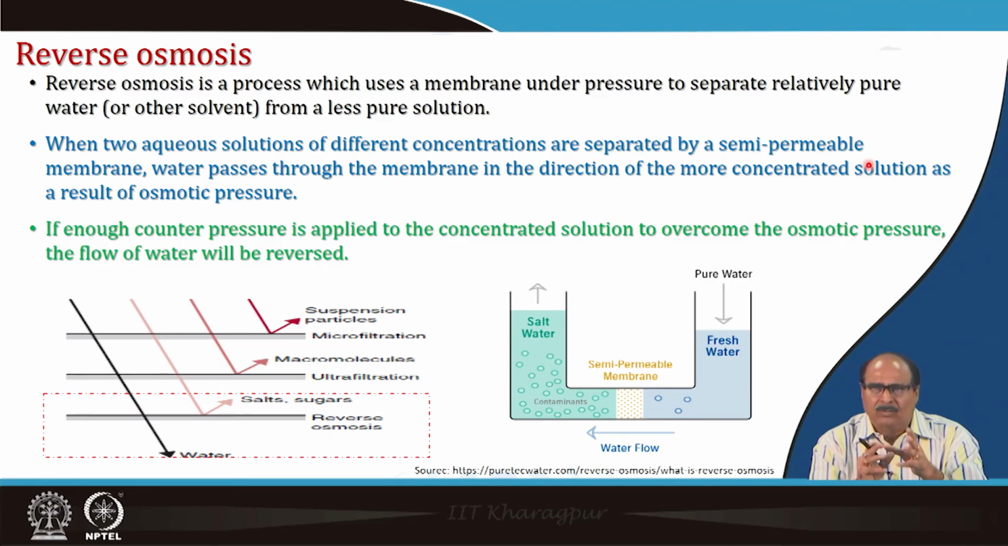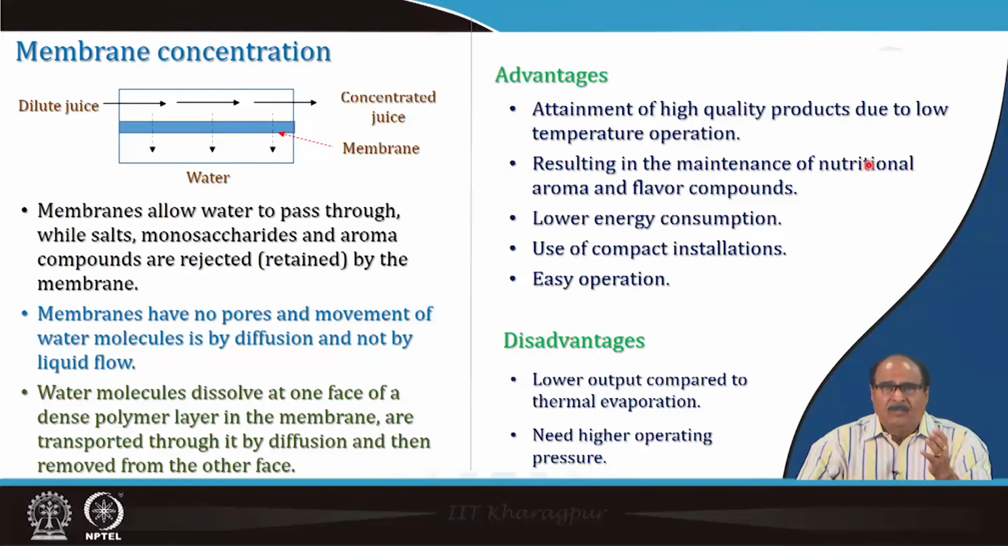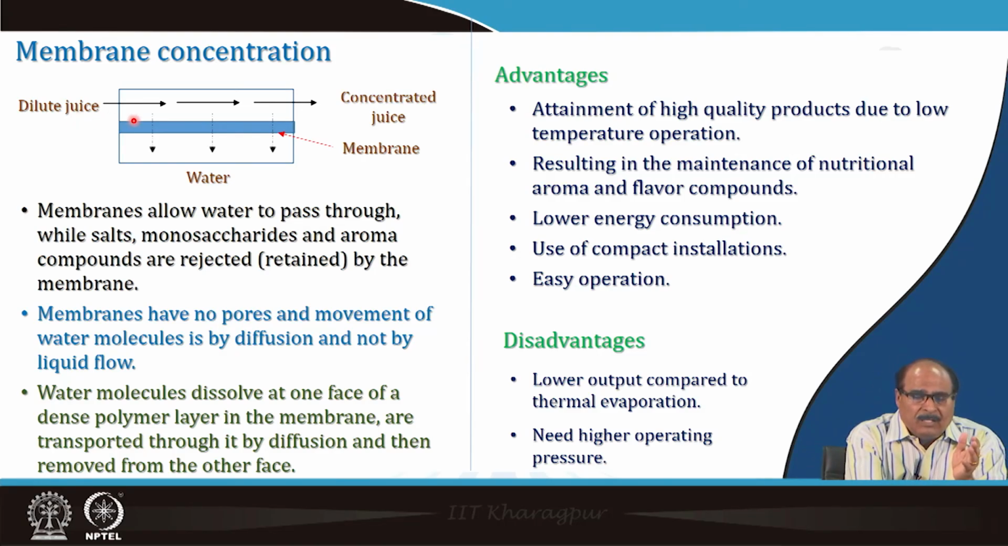And this method is used for making even sweet pickles, where the fruit pieces etc. are put into concentrated sugar solutions, and so there is osmosis, diffusion of the sugar inside the cell of the fruit, and the water from inside the cell goes out. So, water is removed and we get a firmer texture which has more sugar content, and similarly, in membrane concentration, dilute juice is flowing over the membrane surface. So, the water is coming out and you get the concentrated juice.